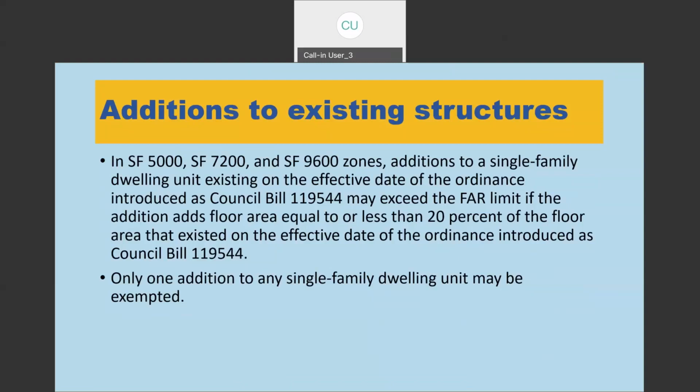Dave, I don't know if you know the exact date for that, but sometime in March, I believe. And only one addition to a single family dwelling unit may be exempted. So if maybe you did an addition before this ordinance became effective and you want to do another one, you could still do that addition, but any addition after that that exceeds the FAR limit would not be permitted.